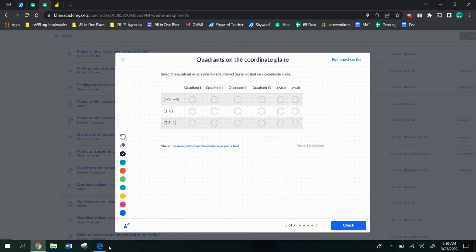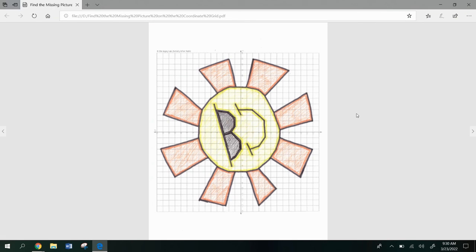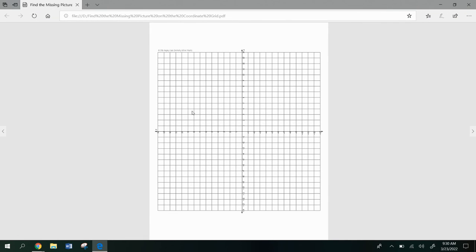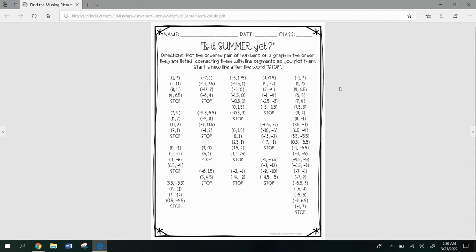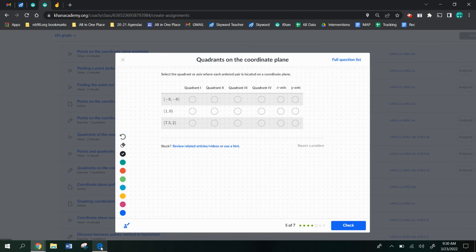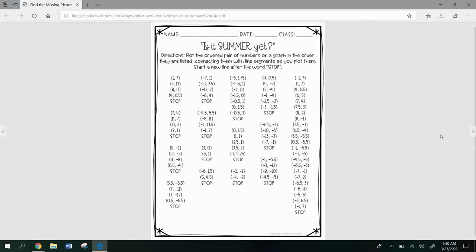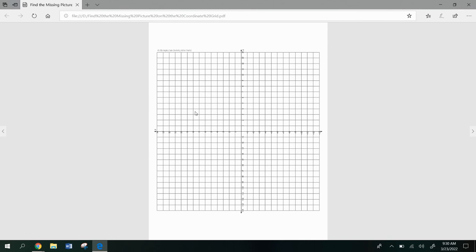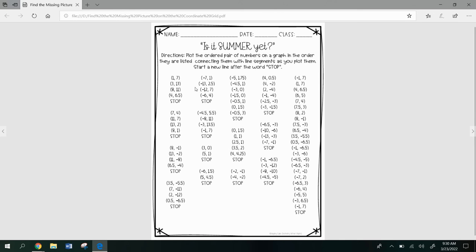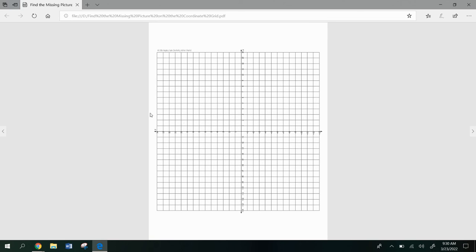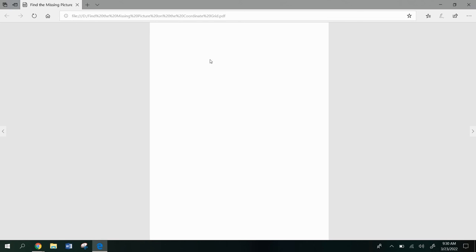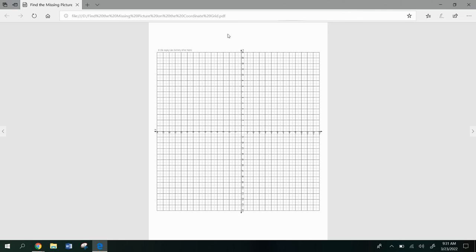Once you're done with the Khan Academy, finish up this sun drawing. I'm not even sure if you got to see that. Finish up the sun drawing, the one you got on Tuesday. If you need help plotting points with that, come see me. It's kind of hard for me to show you. I was gonna go through it, but the graph paper is horizontal here. Actually, I could do it.